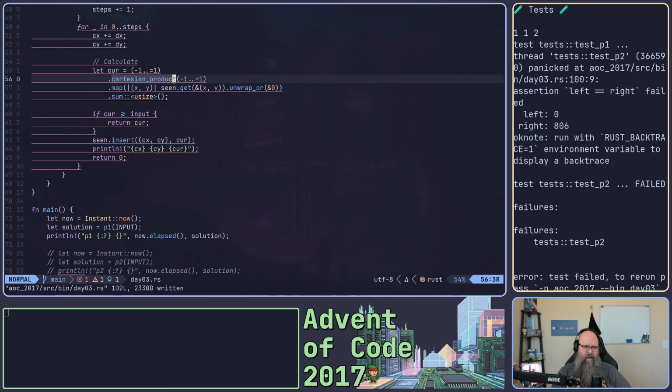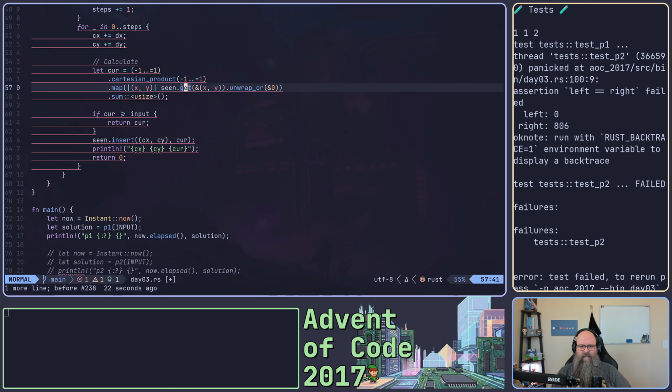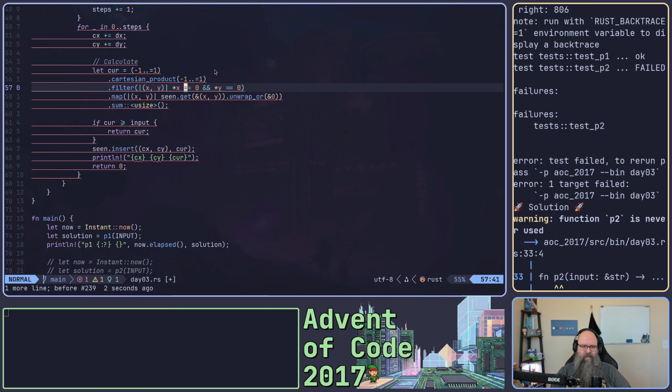I was filtering where... This actually doesn't have to be here. So my mistake was I'm only picking where it's like the center point, which is incorrect. The Cartesian product is going to give you the 9x9 grid, and I don't want the center one, right? So what I really wanted to say here is not, not, and not.